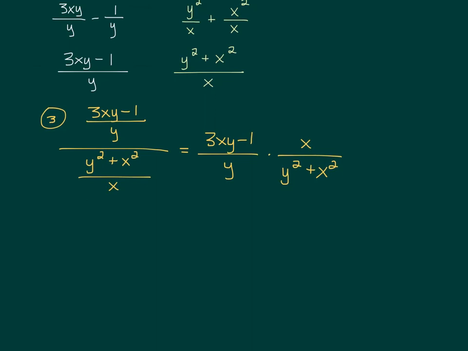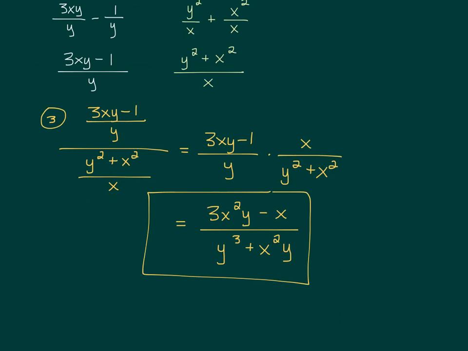And this, depending on how you want to look at it, becomes very easy or very difficult. I would say it becomes very easy because you're multiplying those two fractions, nothing factors, nothing cancels out, so all that you have left to do is multiply straight across. We get 3x squared y minus x all over y cubed plus x squared y. So I argue that that makes it a bit easier because nothing factors and nothing cancels out.